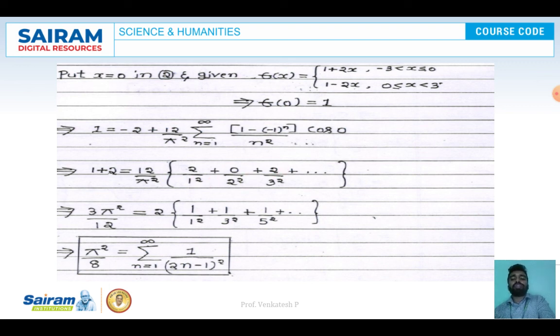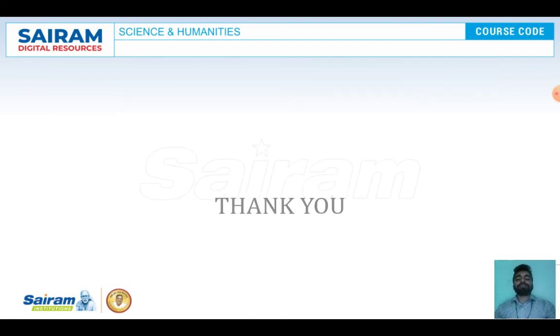It will be equal to 3π²/12 = 2 into (1/1² + 1/3² + 1/5² and so on). So taking 2 here, we'll be getting π²/8 = summation n from 1 to infinity of 1/(2n - 1)², which is the required solution. Thank you.